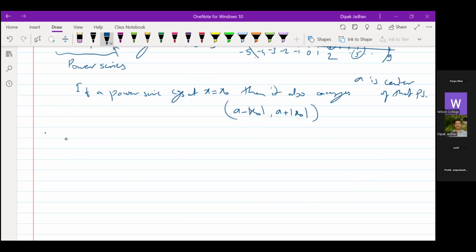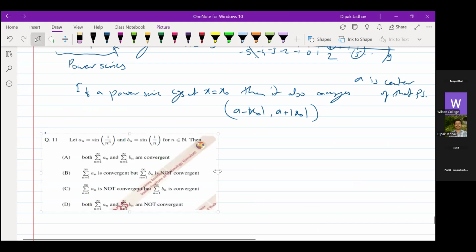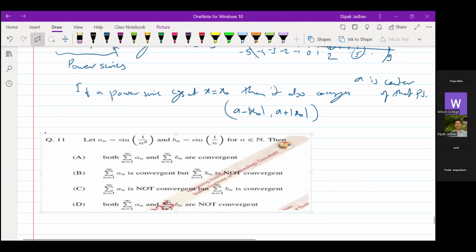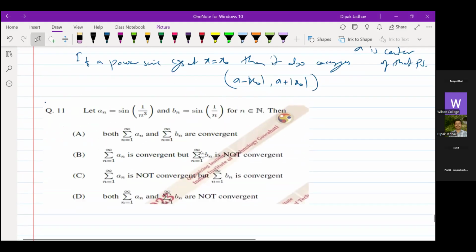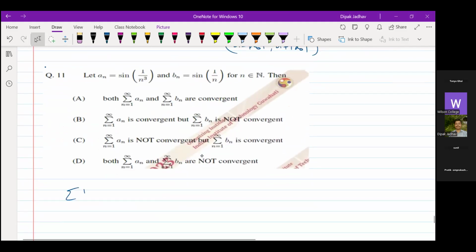What about this quick question? Is it visible? Summation Bn, is it convergent?